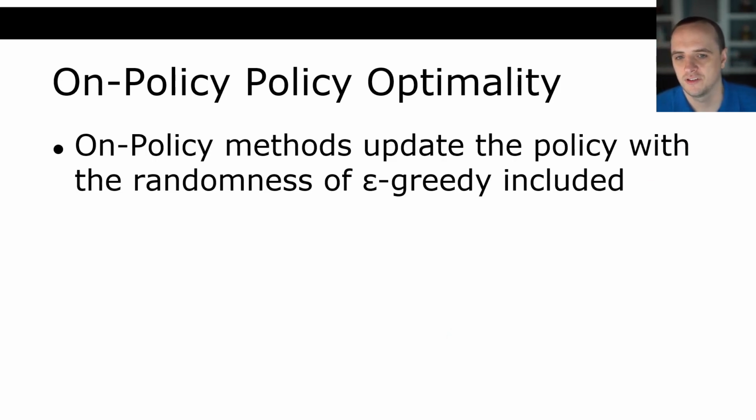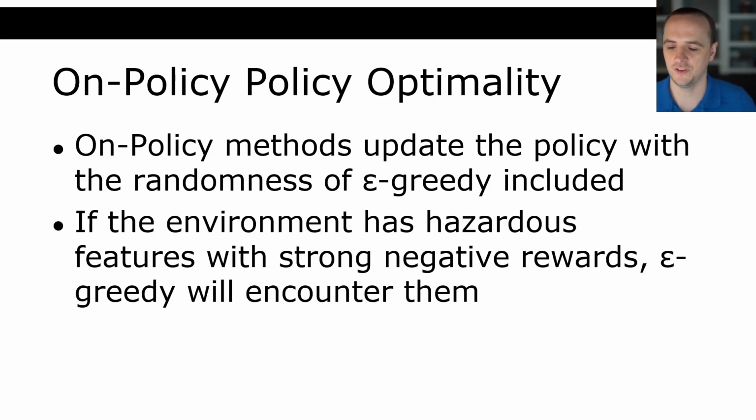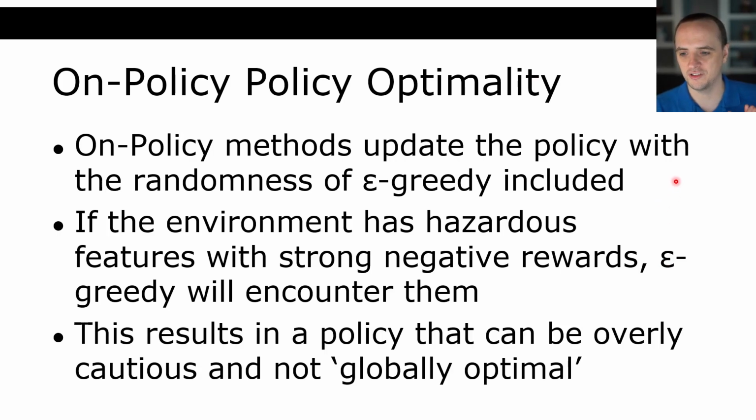On-policy methods update the policy with the randomness of epsilon greedy included. It means that if you're using epsilon greedy to generate your episodes, the policy then takes that randomness into account in the eventual policy. So if the environment has hazardous features with strong negative rewards, epsilon greedy is probably going to encounter them at some point, right? And this results in a policy that can be overly cautious and not necessarily globally optimal. And again, there'll be an example of that in a little bit after I show the algorithms.